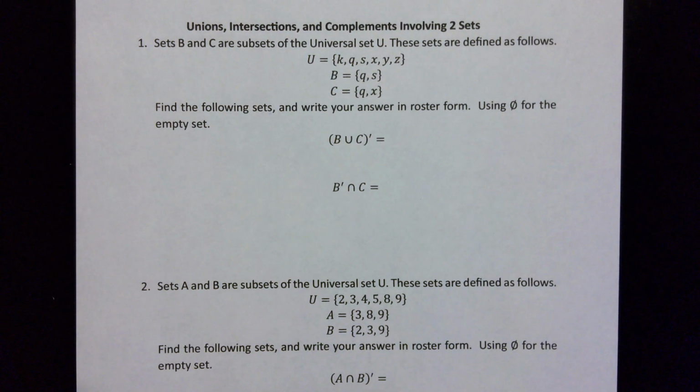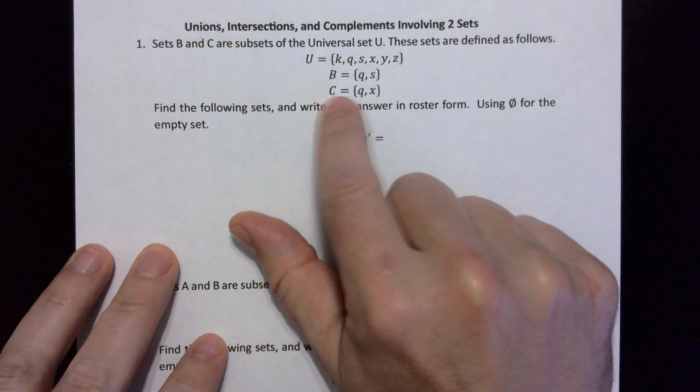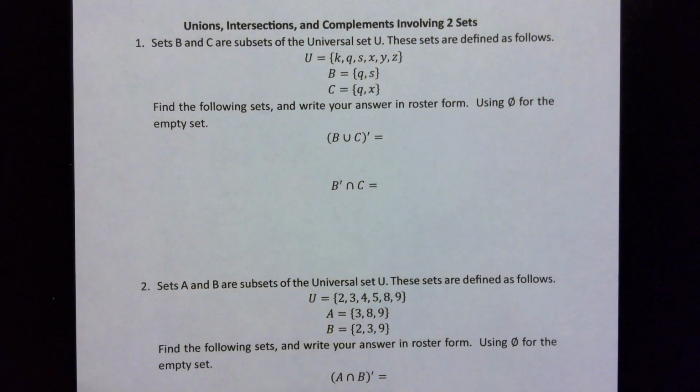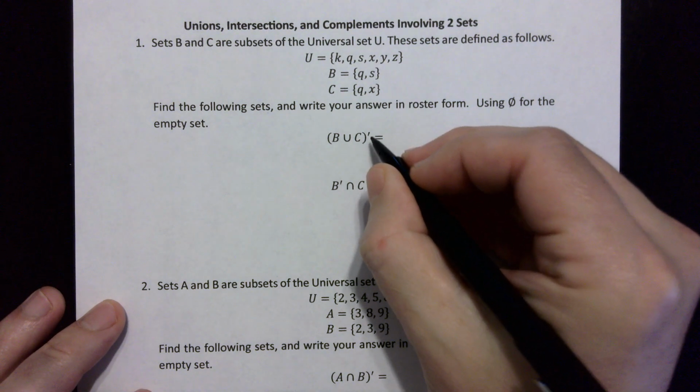These sets are defined as follows: B is only Q and S, and C is only Q and X. Find the following sets and write your answer in roster form, and we'll use the empty set notation if there's nothing in it. The first question is find B union C, but it's got this little tick mark up here, and that means complement.